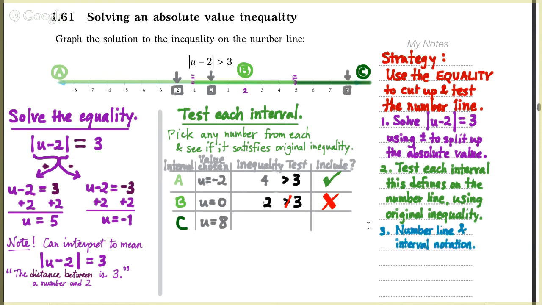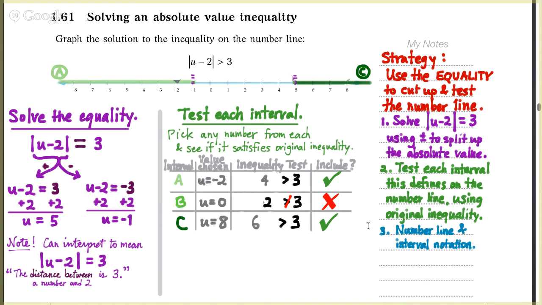And finally, for piece C, let's choose a number, I don't know, how about u equals 8? If I plug that number into my original inequality, I'll get on the left-hand side the absolute value of 8 minus 2, which is the absolute value of 6, which is 6. And is 6 greater than 3? Why, yes, it is. So let's tidy up here. We tested all 3 of the intervals, which may or may not be part of the solution to this inequality. And we found out that interval A and interval C both are part of the solution, while interval B is not.